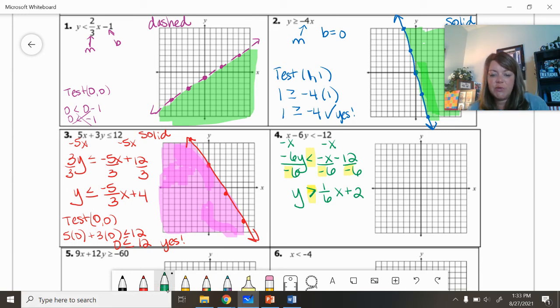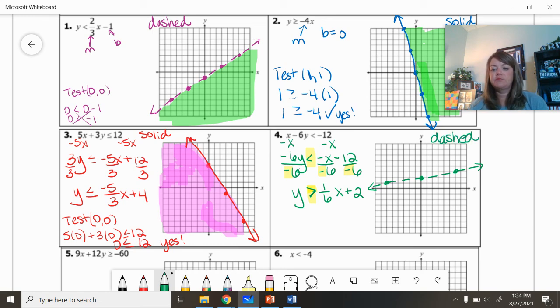All right, let's graph this one. I go to positive 2. And then my slope is up 1 over 6. 1 over 6. Down 1, back 6. And this is a dashed line because it is not equal to.